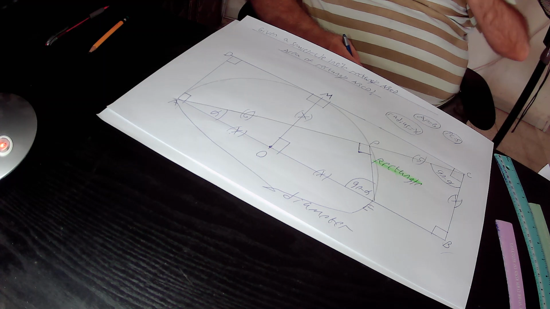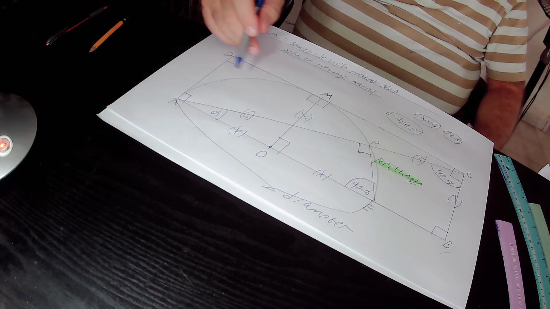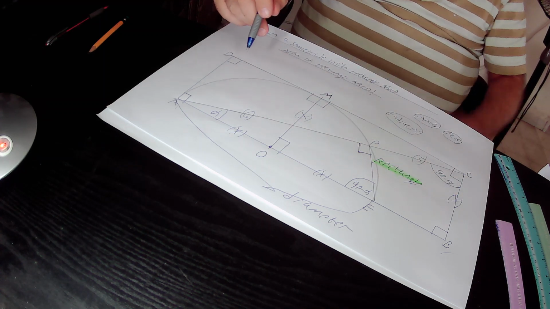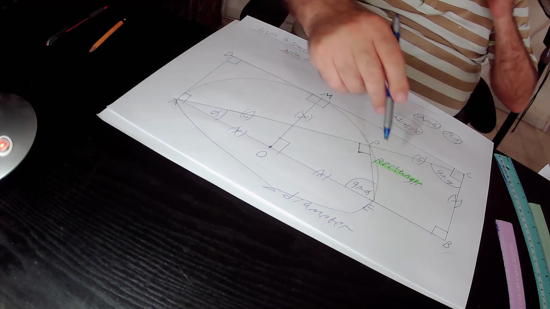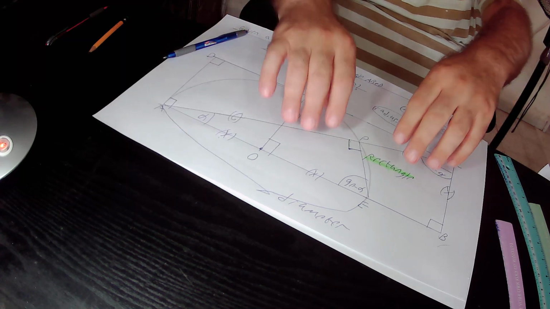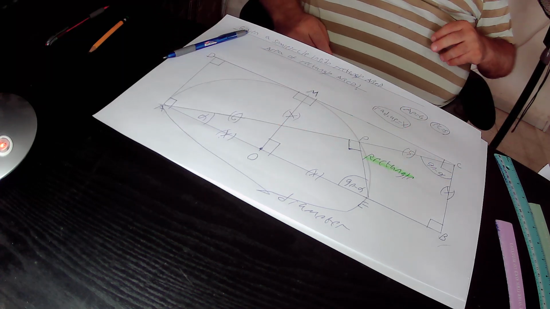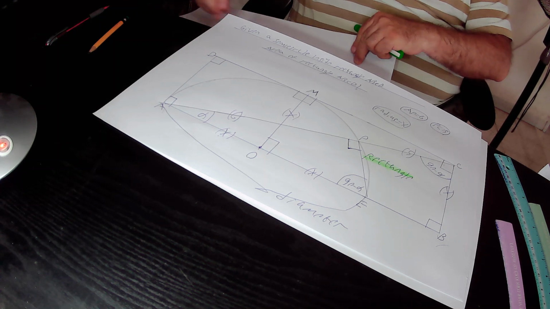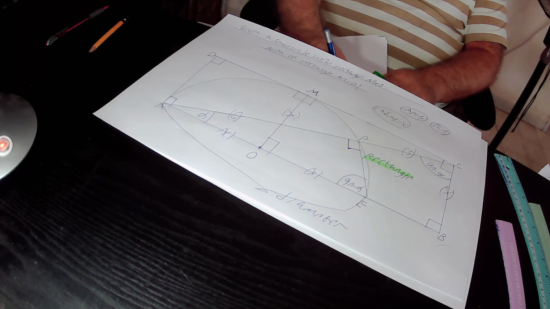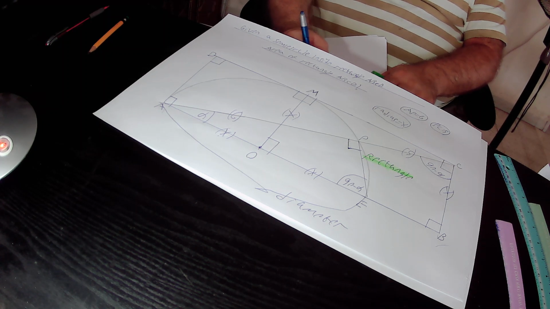So in the next step, we prove that the big right triangle ABC is similar to this small right triangle APE. So we prove that those two right triangles are similar to each other. So I write it down. The big right triangle ABC is similar to the small right triangle APE.